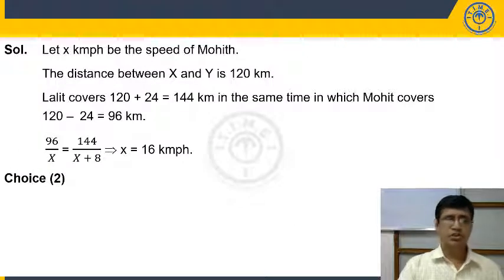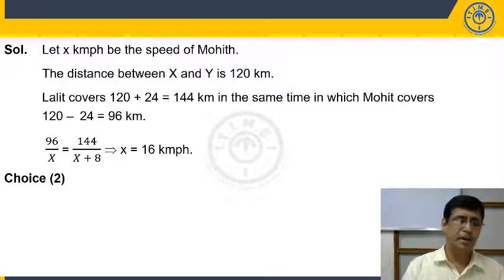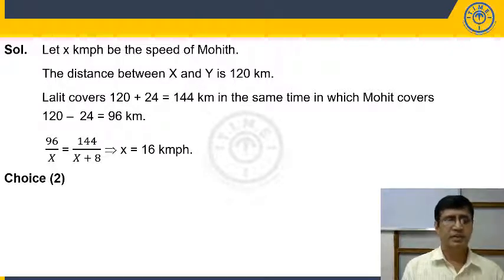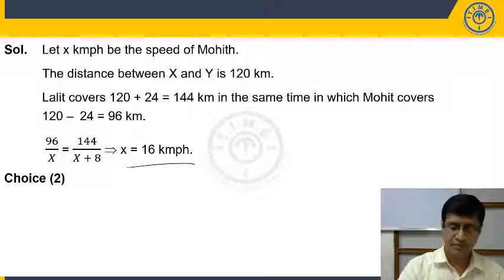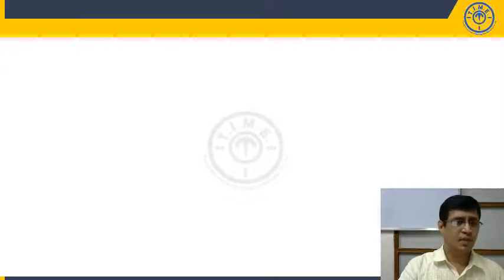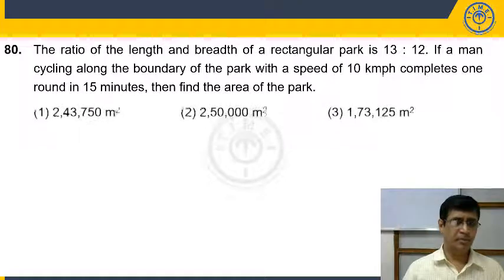Now this is the solution. Just look at this one. The distance covered by Mohit is given by the speed of Mohit, and the distance covered by Lalit by the speed of Lalit. Just equating these two, you'll get the value of x. Look at the next example on your screen.